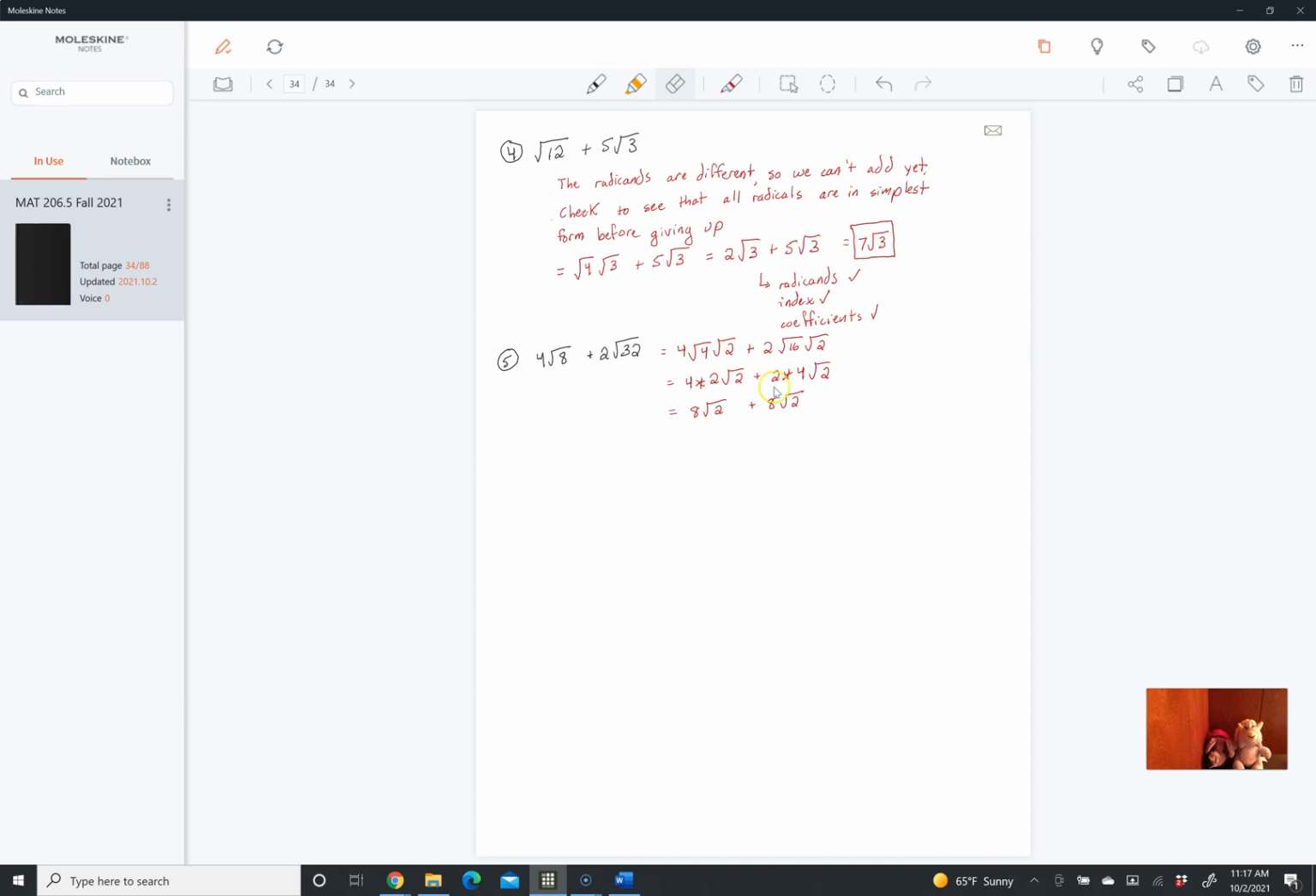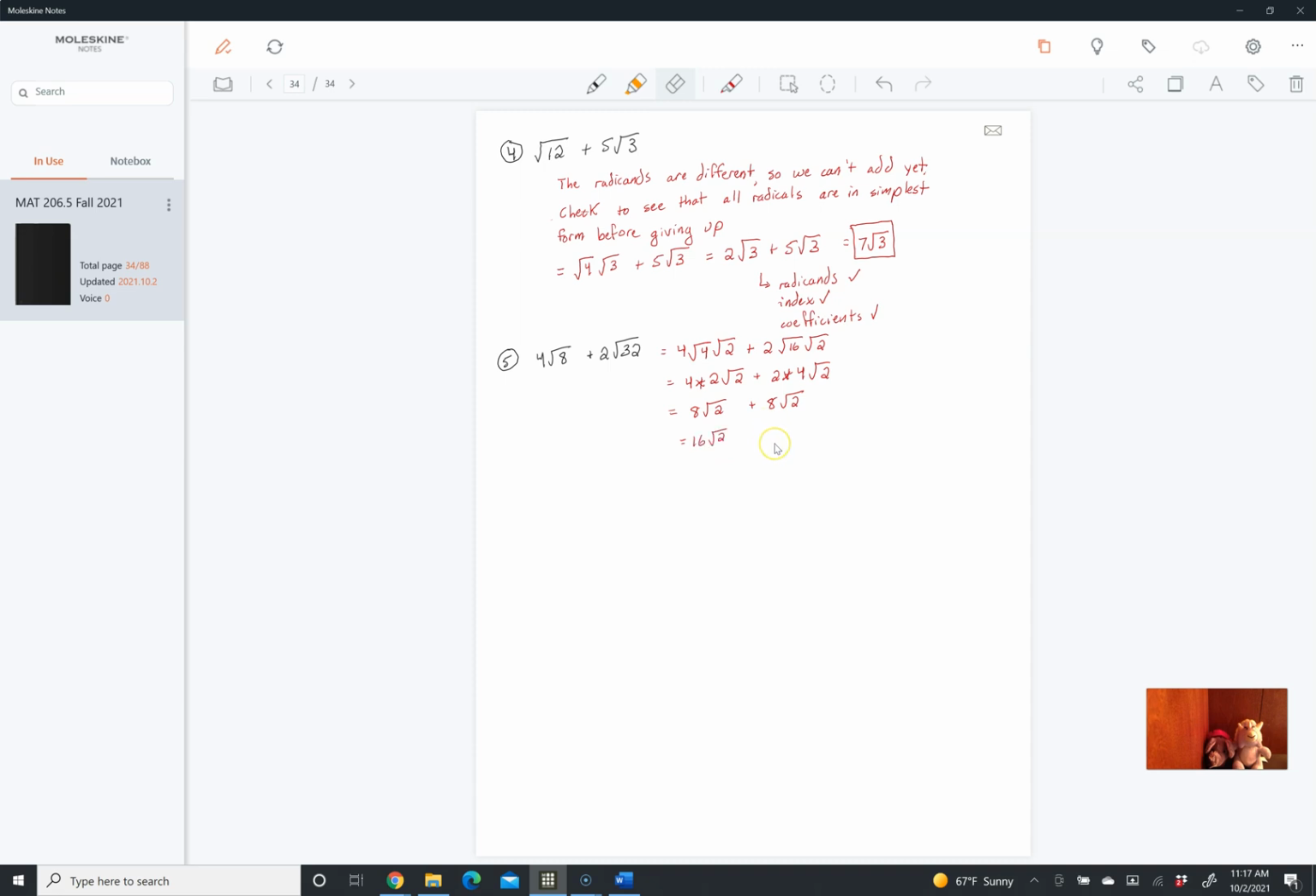Okay, notice we just multiply here. 4 times square root of 4, well, square root of 4 is 2. 4 times 2 is 8. 2 times square root of 16, square root of 16 is 4. 2 times 4 is 8. Now, our radicands are the same. They're both 2. Our indexes are the same. They're both 2. And our coefficients are both constants. So they're like terms that can be added. So this is just 16 root 2.